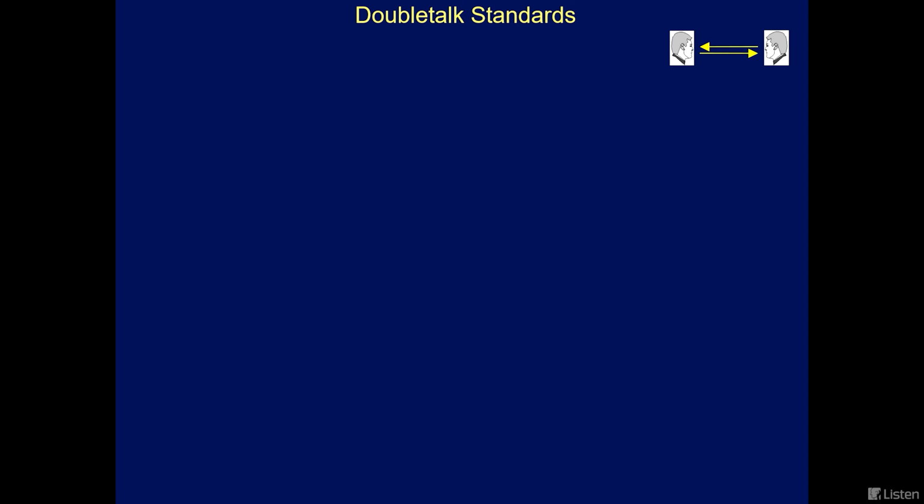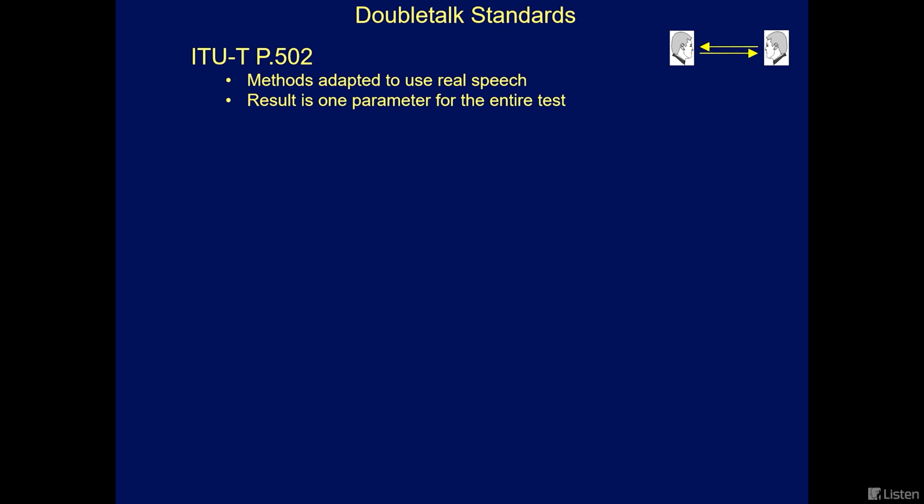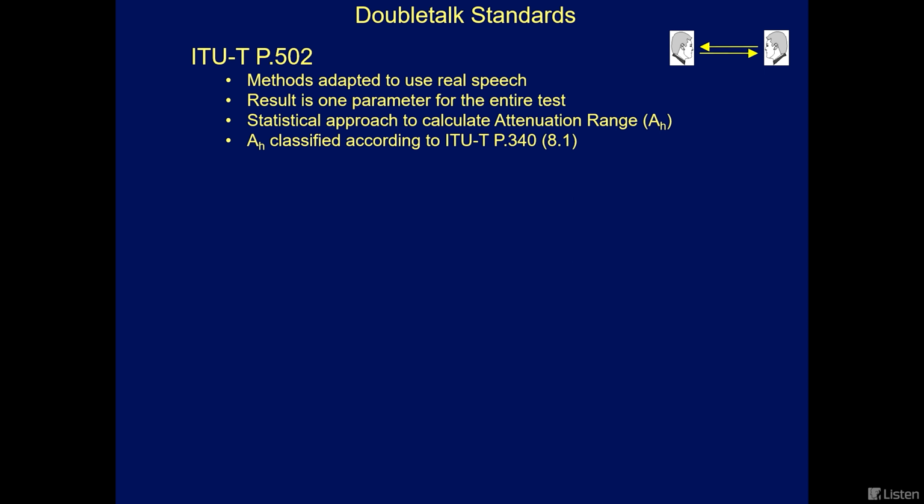The sequence implements two double talk standards. The first one is from ITU-T P.502. It is basically a method that was originally made for artificial speech, but it's been adapted for use with real speech. The result is one parameter for the entire test, something called the attenuation range, which is obtained by statistical methods. The attenuation range is basically how much loss there is when signals are going both ways at the same time. And that is classified according to P.340. You'll see the look of that in the sequence as it runs.